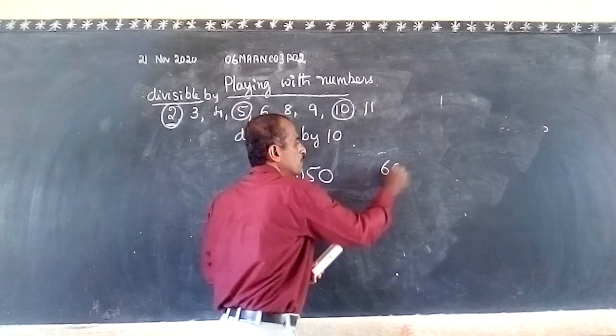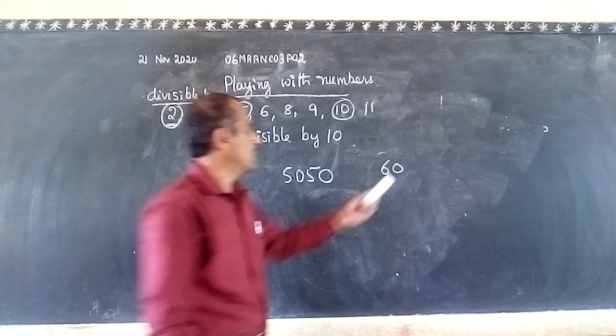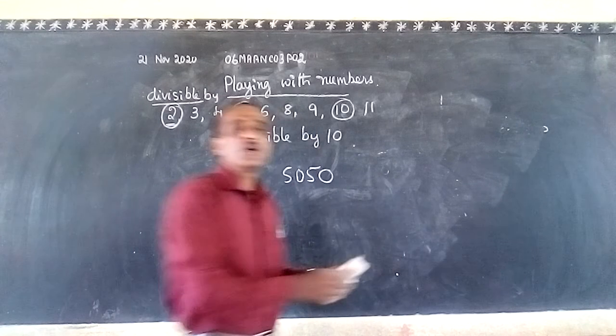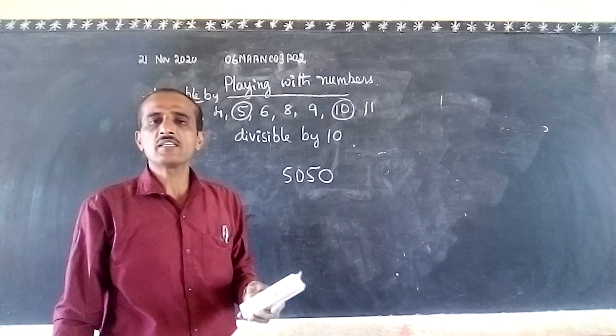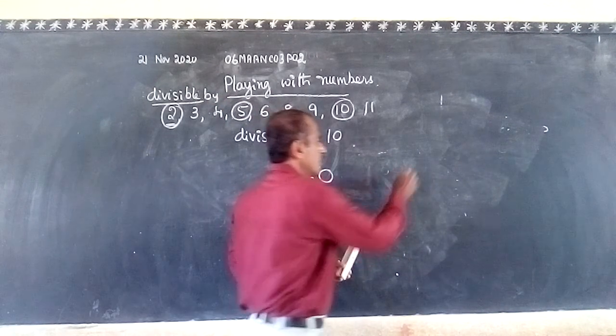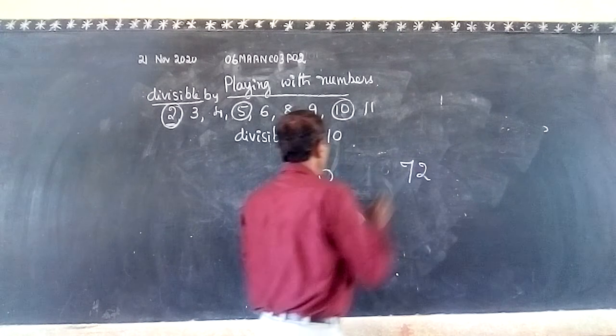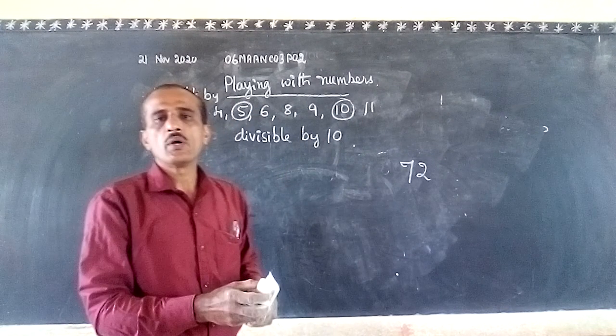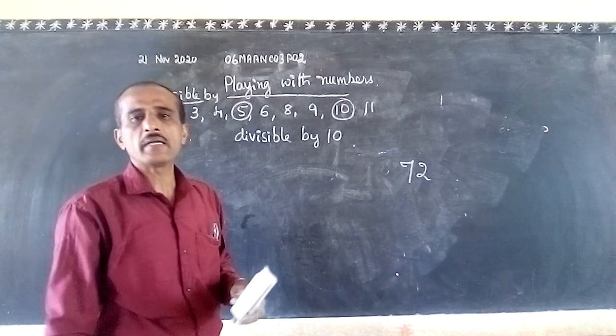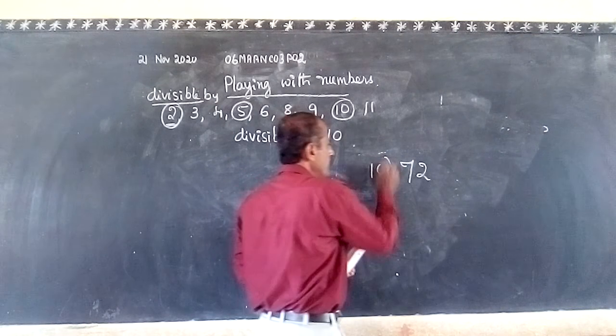Whether 60 is divisible by 10? Yes, 60 is divisible by 10. Other than 0, if any other digits are there, such numbers are not divisible by 10. For example, 72. Whether it is divisible by 10? No. You can't divide 72 by 10 completely.